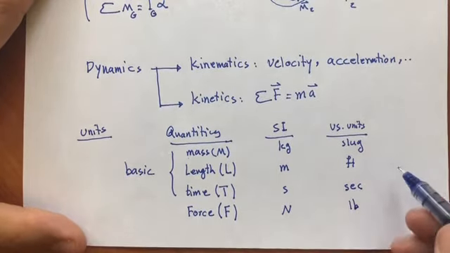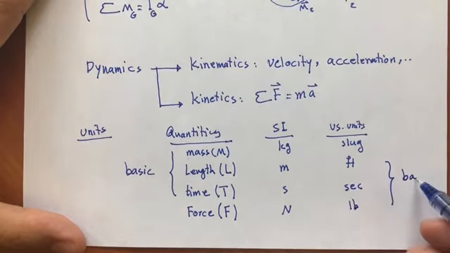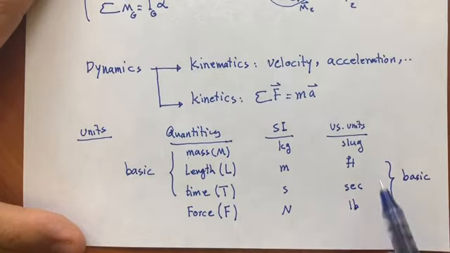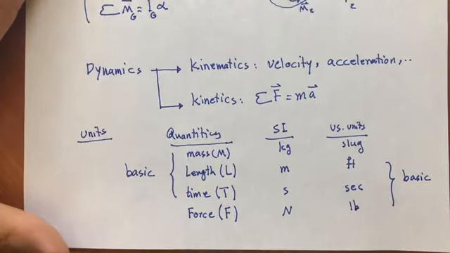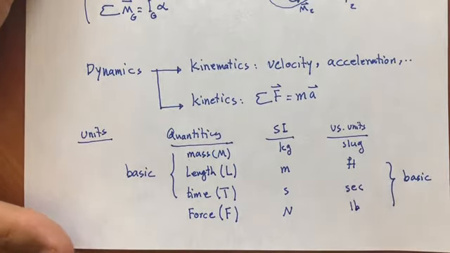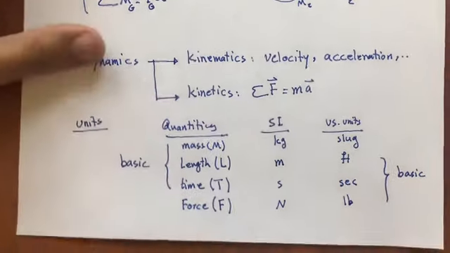In US units, we say these three are independent units or independent quantities, and we consider mass as a function of these three. Because of that, we rarely use the slug. So, very basic phenomenon. And also we have some basic math, usually trigonometry, that we need to know.